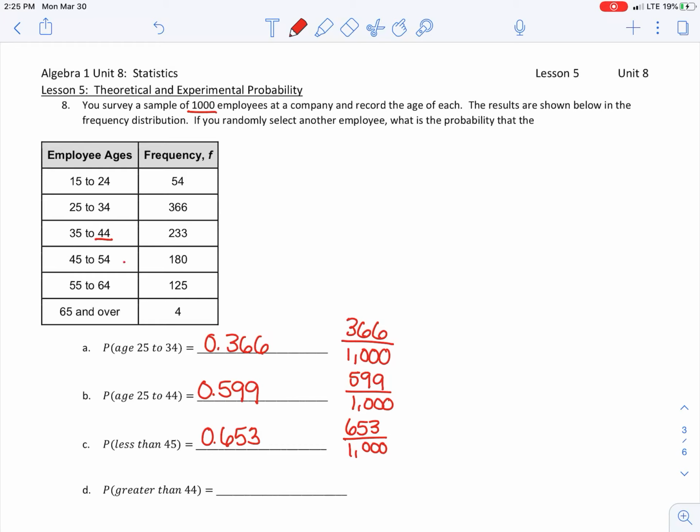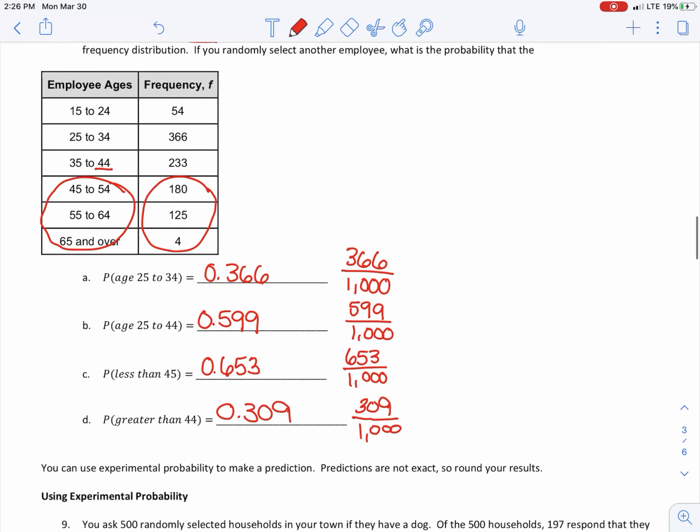Okay, now for D, it says greater than 44. So 44 is here, and we want everything greater. So we're looking at these 3 categories, and these 3 frequencies. So we have to add all that together. So we have 180 plus 125 plus 4. And that gives us 309 people greater than 44 out of the people they surveyed, and that was out of 1,000 people. So if we make that into a decimal, we would have 0.309.